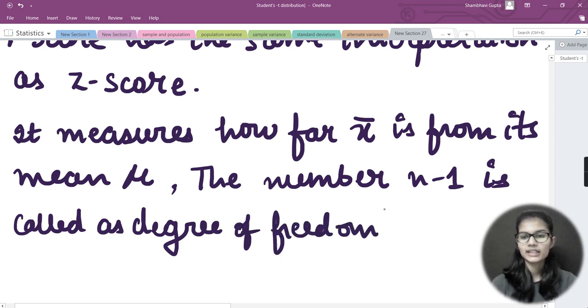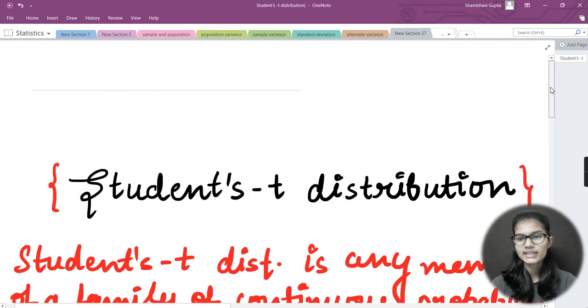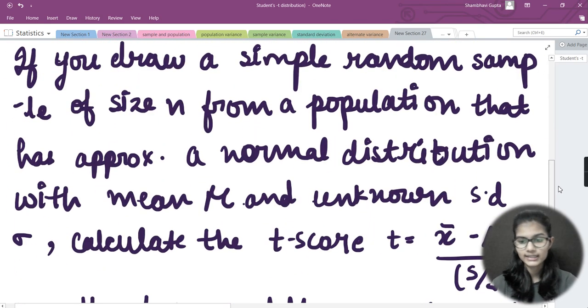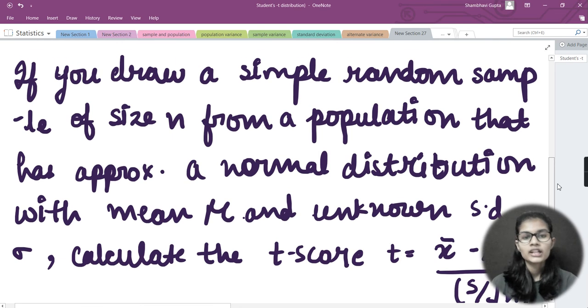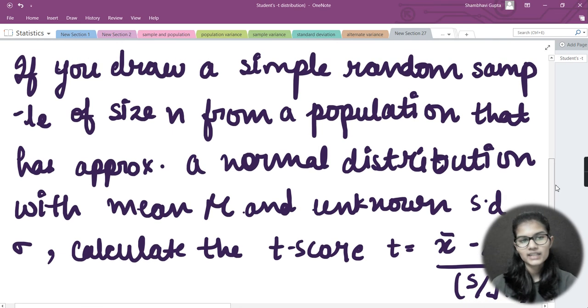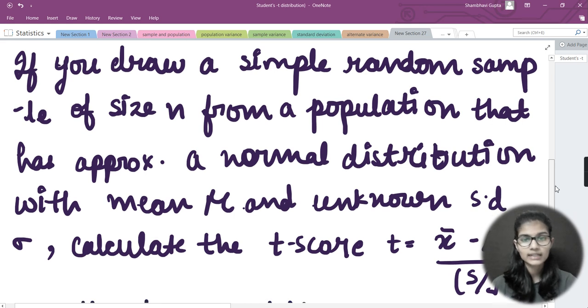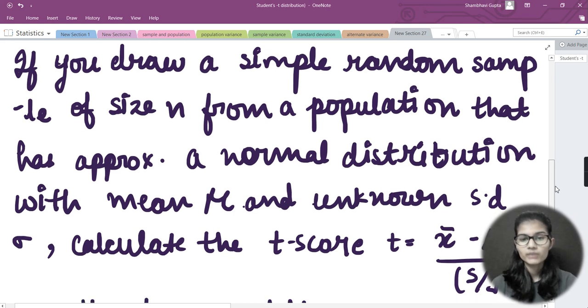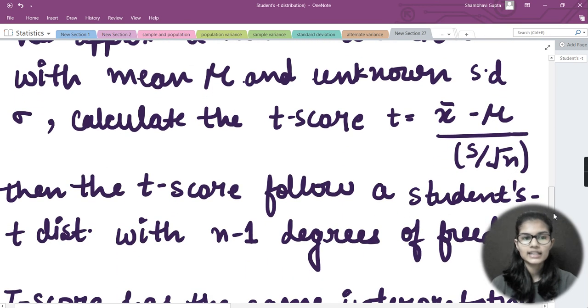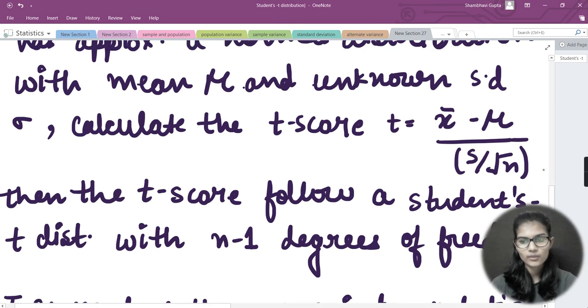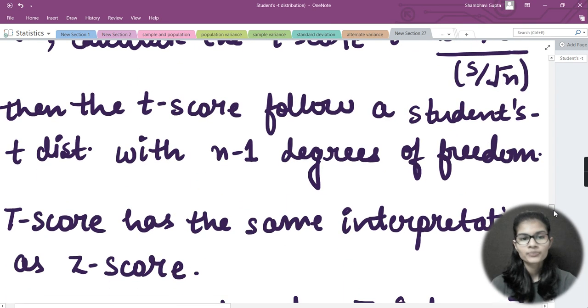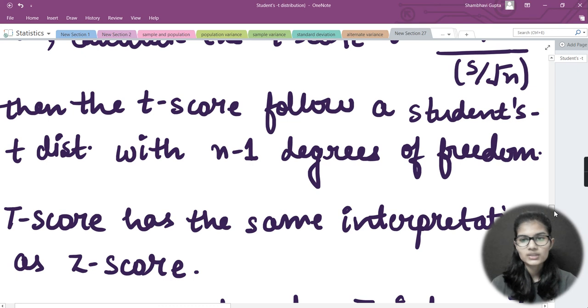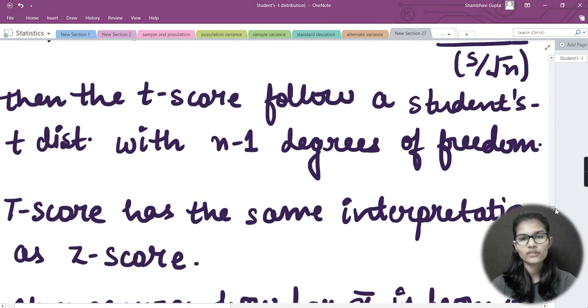So this is basically what we have about the student's T distribution. Now let me quickly read it out and explain each and everything. If you draw a simple random sample of size n from a population that has approximately a normal distribution with mean mu and unknown standard deviation sigma, then calculate the T score. This is the formula for the calculation of the T score. Then the T score follows a student's T distribution with n minus 1 degrees of freedom.